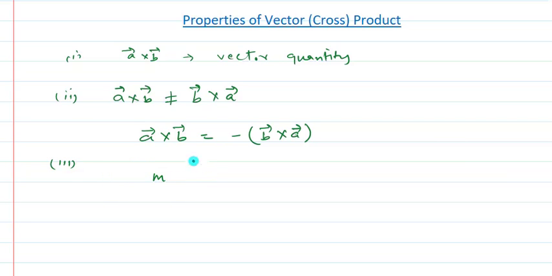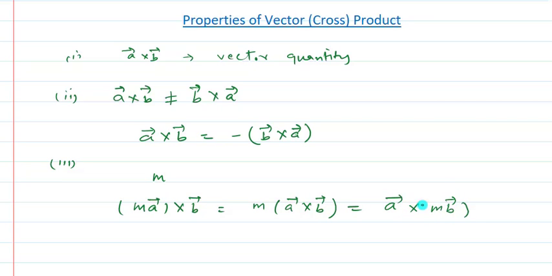If M is any scalar and A and B are two vectors, then as in the case of dot product, we have M times vector A cross vector B is equal to M into vector A cross vector B, which is equal to vector A cross M times vector B. So this property is the same as in the case of dot.